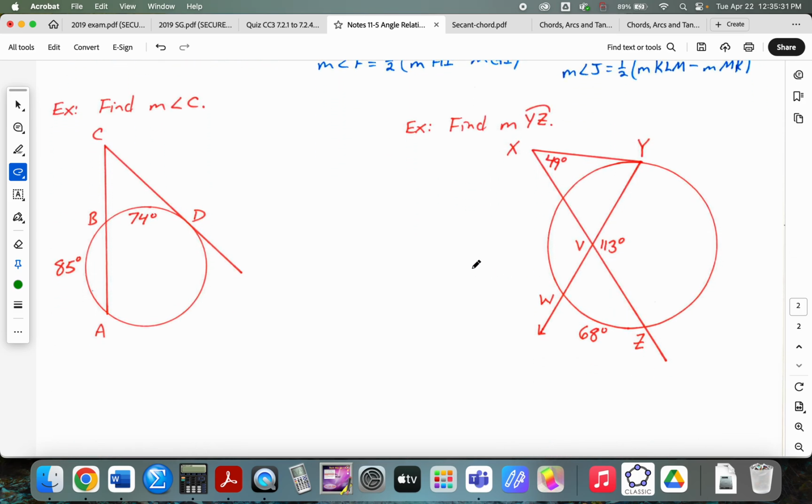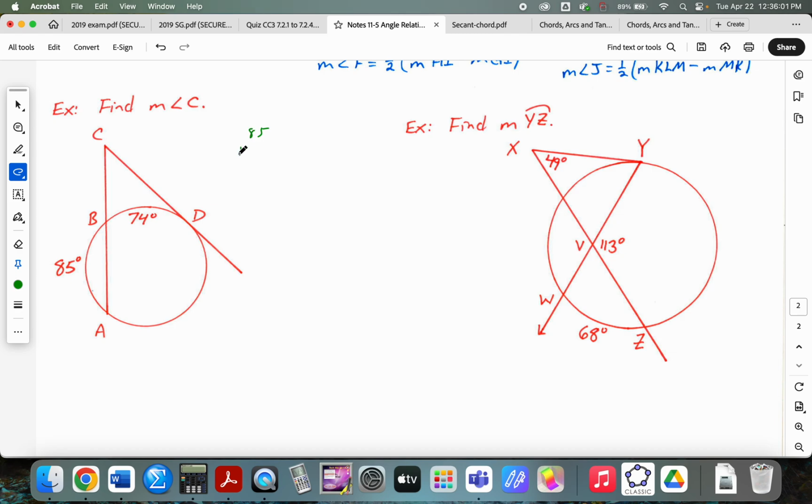All right, let's try a couple of problems here. Here we're looking for the measure of angle C. To find the measure of angle C, its vertex is in the exterior of the circle, so it should be half the difference of the two arcs that it intercepts. We've got the smaller arc, but we don't have the larger arc yet. Or we can find it, because what do we know about the arcs in a circle? They add up to 360 all the time.